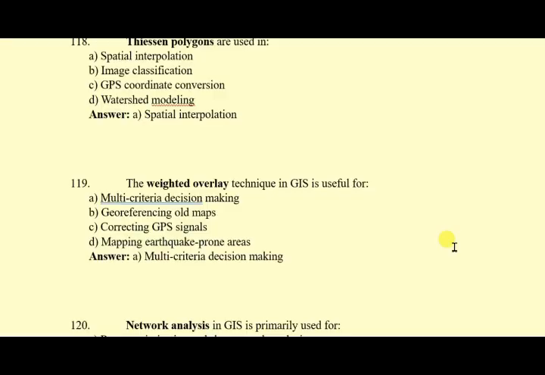The weighted overlay technique in GIS is useful for multi-criteria decision making, georeferencing old maps, correcting GPS signals, mapping earthquake-prone zones. The right answer is multi-criteria decision making.